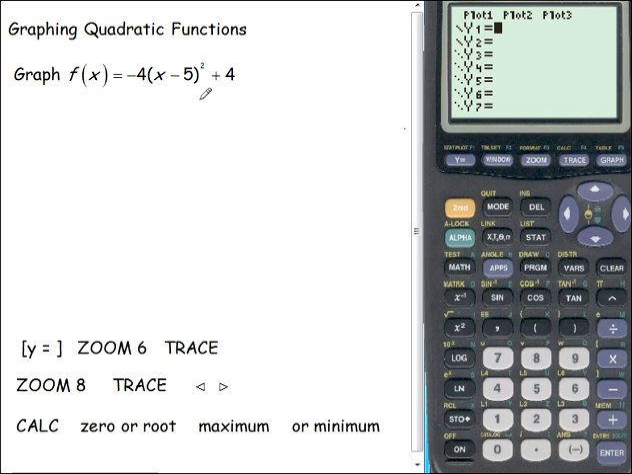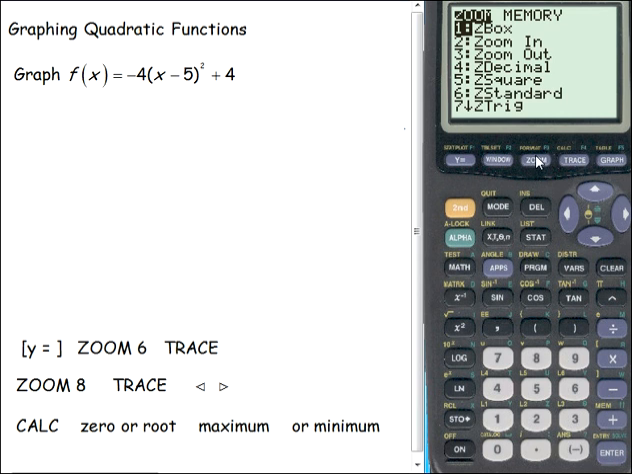Y equals, and then you'll put the value of the function: -4 parentheses x minus 5 close parentheses squared plus 4. And note that the only variable that you can use in this screen, the Y equals screen, is the x variable. So if it's some other variable in your function like h or g or b or t, use x please to replace it. Alright, and then we go to zoom 6.